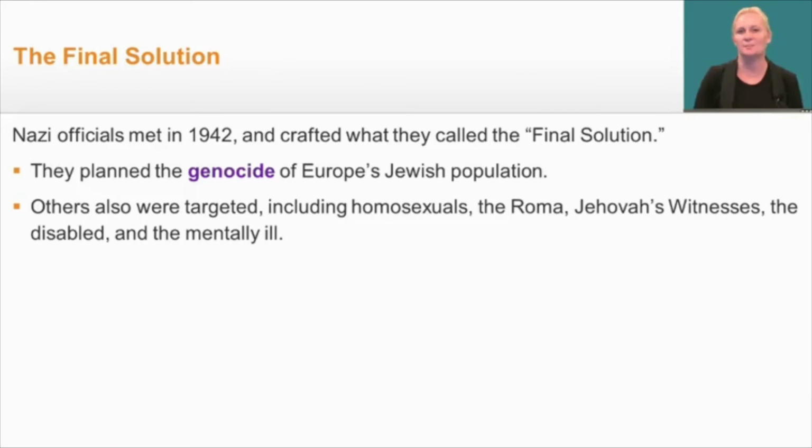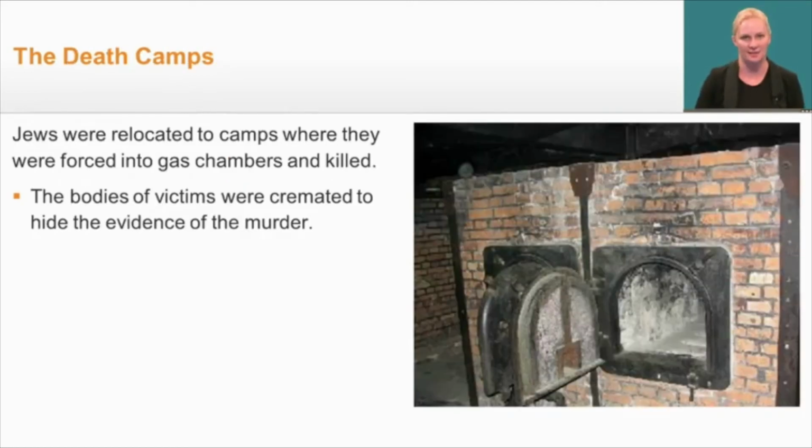Once they started to feel pressure from Allied forces during World War II, Nazi officials met in 1942 and crafted what they called the final solution. They planned the genocide of Europe's Jewish population. A genocide is the systematic destruction of an entire race or group of people. Other people were also targeted, people like homosexuals, the Roma, Jehovah's Witnesses, the disabled, and also the mentally ill. These people were rounded up and they were sent to Nazi death camps.